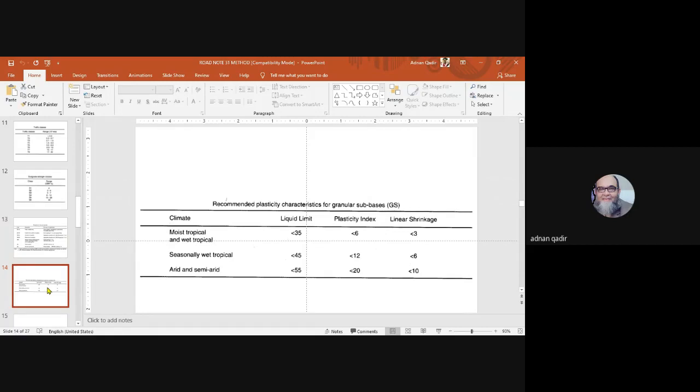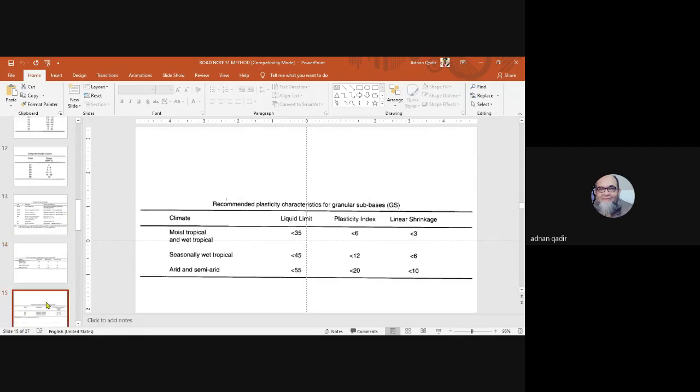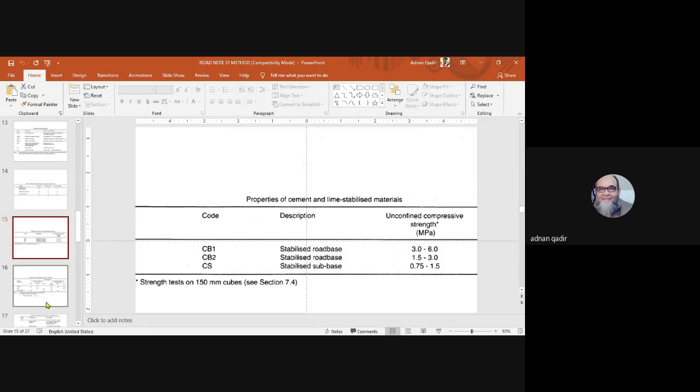So what are the plasticity characteristics for granular subbases? We call them GS. Liquid limit less than 35, PI less than 6, linear shrinkage less than 3. And if you have an arid and semi-arid zone, you have liquid limit less than 55, plasticity index less than 20 and less than 10. Then if you go for the treated bases, they are categorized as CB1, CB2 or CS, and they have unconfined strength ranges of 3 to 1.5, 3, 6, 1.5, 6 and 0.75.